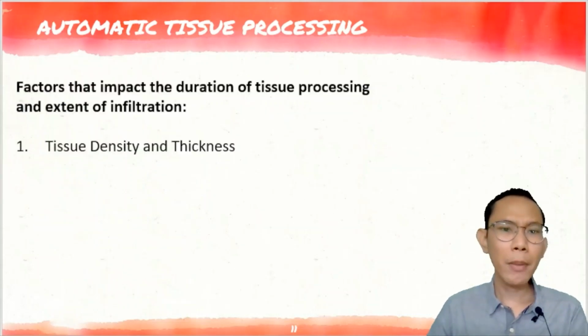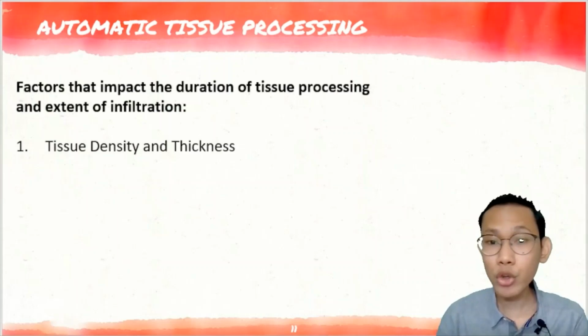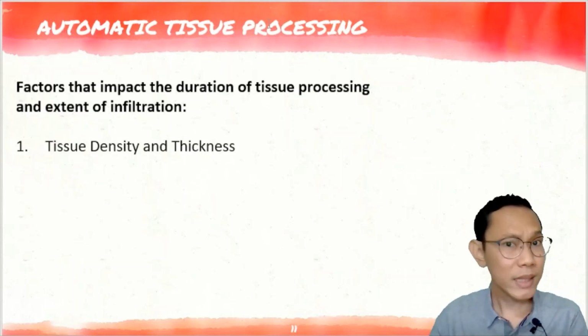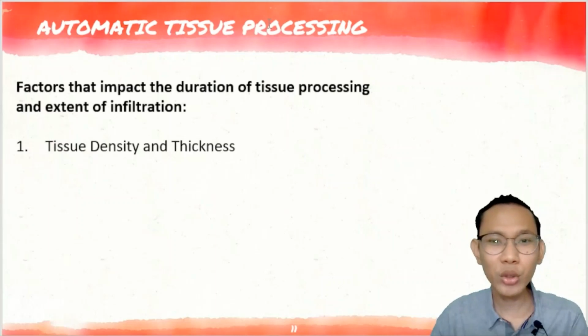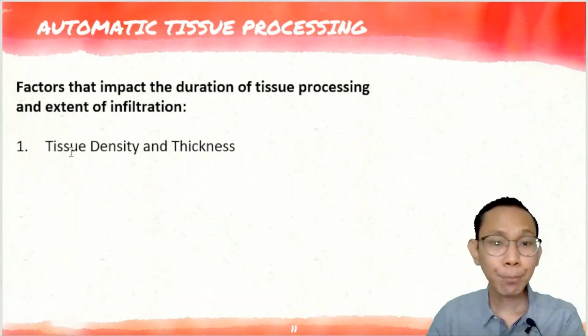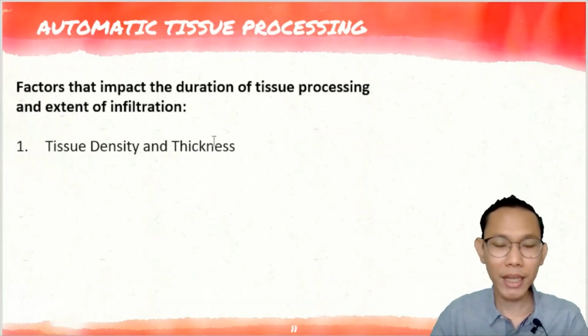So now let's talk about the factors that impact the duration of your tissue processing and extent of infiltration. This is not only true about your automatic tissue processing, but this is also true with your conventional or manual tissue processing. So this is actually in general the different factors. First, let's talk about your tissue density and thickness.